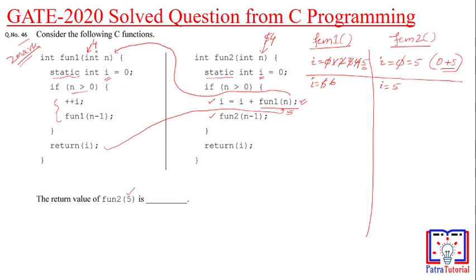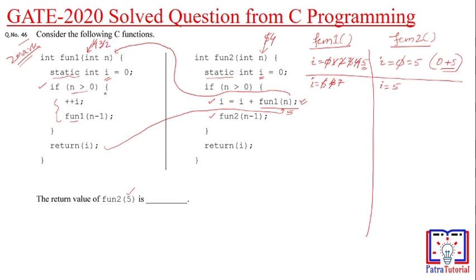N equal to what right now? 4. So by passing 3 as a parameter, call the same function again. Again it will come to this line, and 3 is greater than 0, condition satisfied. I plus plus, I equal to 7. Then call the same function again by passing 3 minus 1 equal to 2 as a parameter.